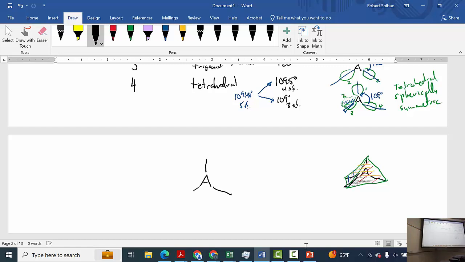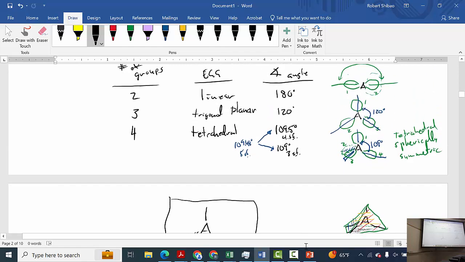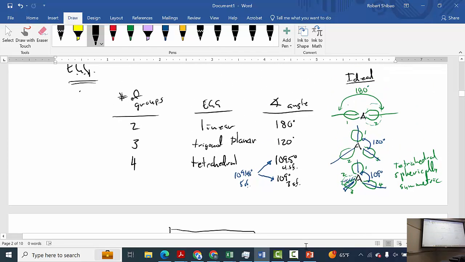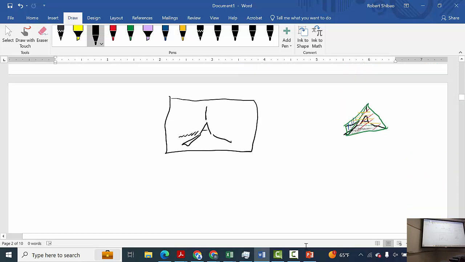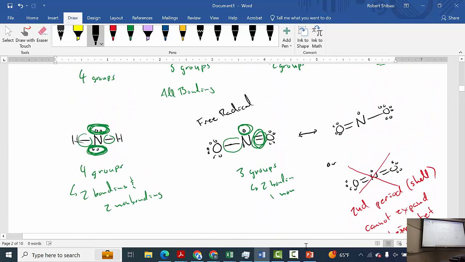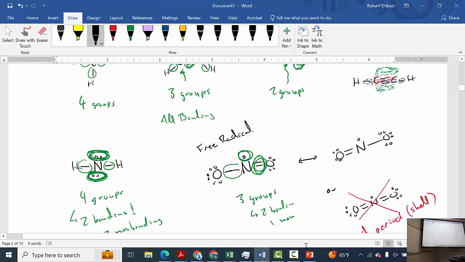So this is a tetrahedral, but we never think of tetrahedral like this. We always think of tetrahedral as being this. Two in the plane. So 1, 2 in the plane, and then one wedged out and one dashed in. Do you see that? Can you draw this? This is very important to be able to draw. This is with 4 bonding pairs, but you know, we have all the variations of this.